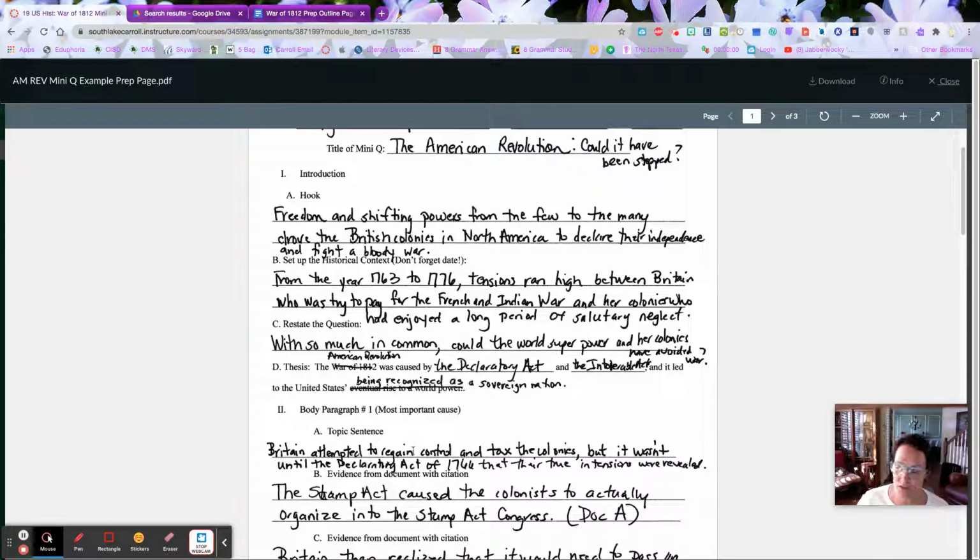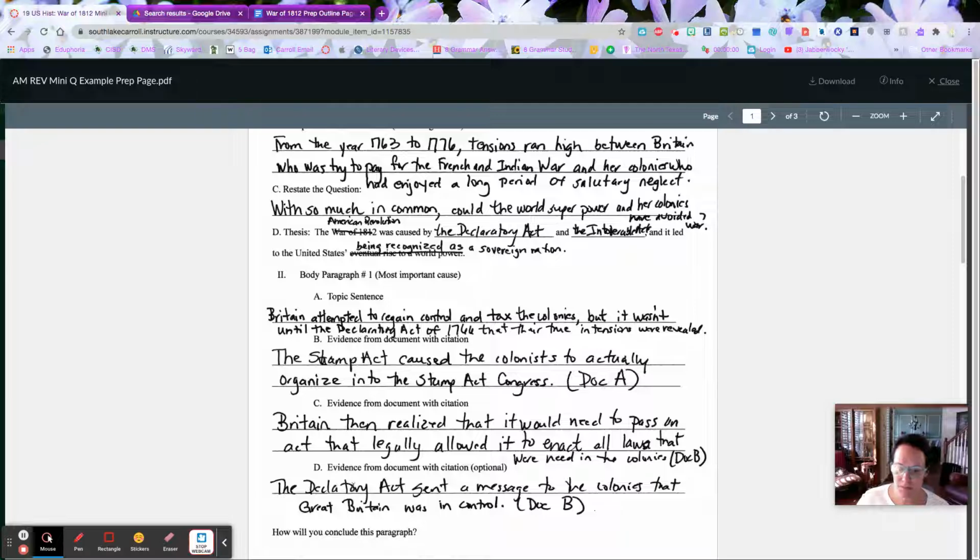So you're going to write your first body paragraph. Your first body paragraph is about the most important cause of the War of 1812. So you're going to want to make sure that you get prepared for a topic sentence, that you use at least two pieces of evidence from the documents. So I have three. So you go one piece, you make sure that you cite it, then you have the next piece and you make sure that you cite it, and then you have the next piece and you make sure that you cite it.